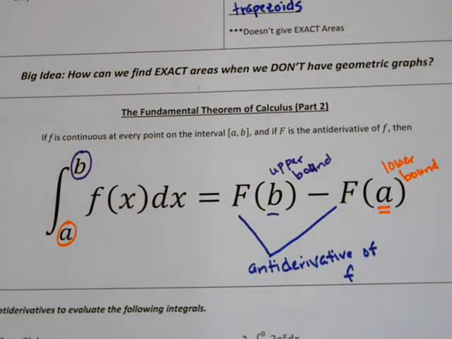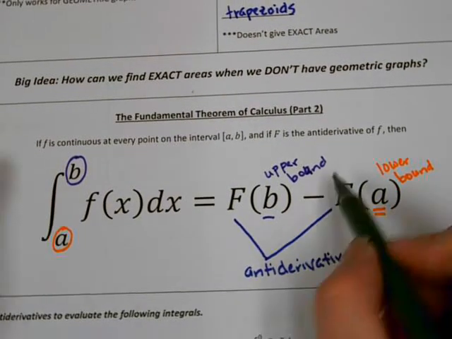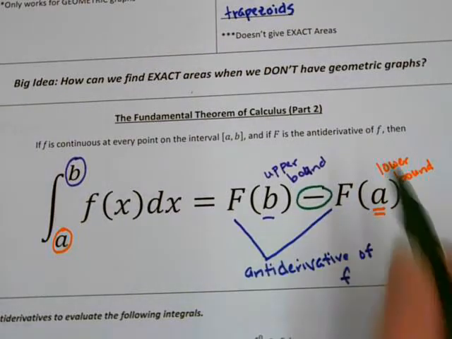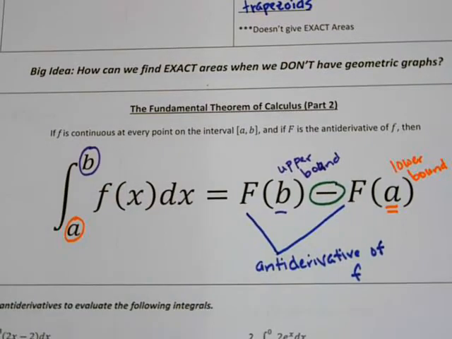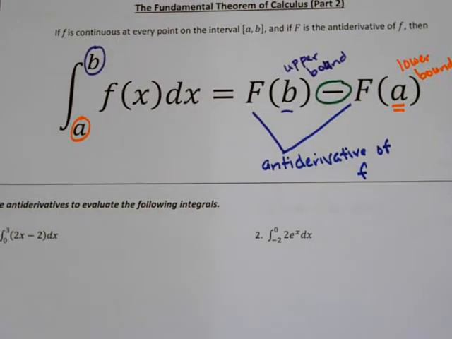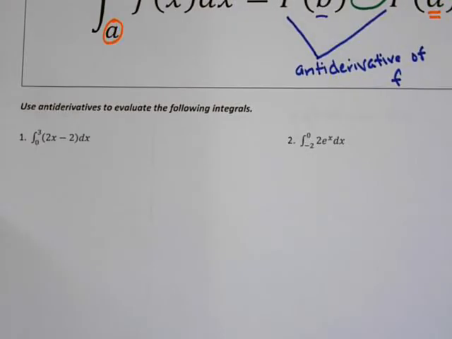Okay, so anyway, let's look at what this actually looks like then. And by the way, you'll notice that we are subtracting, okay? So let's take a look at what this actually means and looks like in a problem. Use antiderivatives to evaluate the following integrals. So number one is the integral from 0 to 3 of 2x minus 2 dx.